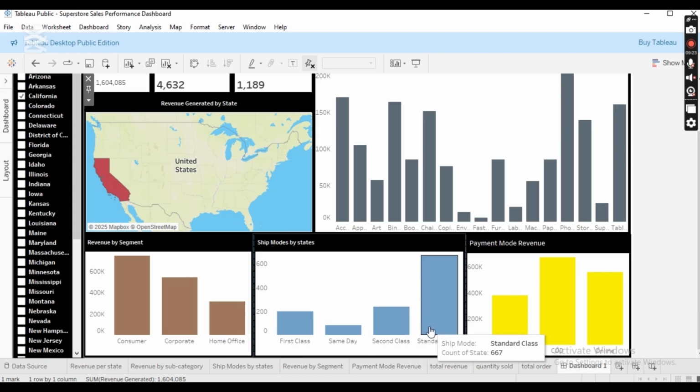More people use standard because of what? Because standard is relatively cheap and also will be delivered within the 4 to 7 days window. All right. While same day will deliver that same day, you pay more to deliver that. First class will be within 1 to 2 days, while second class can deliver within 1 to 3 or 4 days.